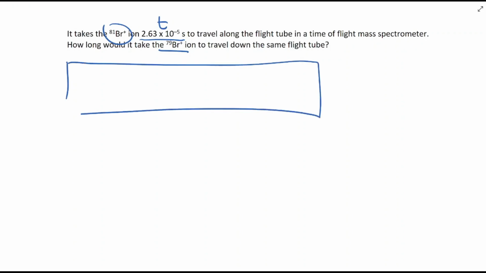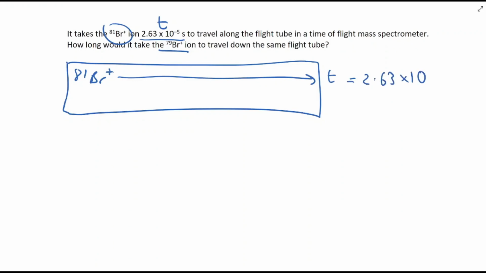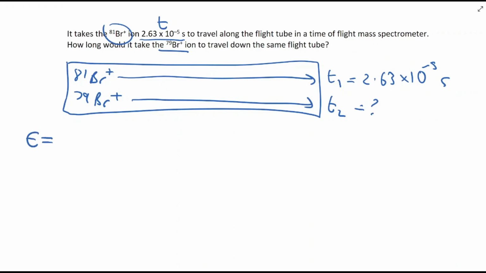So we've got a tube like this, and the 81 bromide ion is traveling down in a time of 2.63 times 10 to the minus 5 seconds, and we'll call that T1. And then you've got the 79 isotope, Br plus, that's traveling down, and we'll call that T2. Okay, and we don't know what that is. So we're going to use our formulas like before. We're going to use EK equals half mv squared and velocity equals distance divided by time.